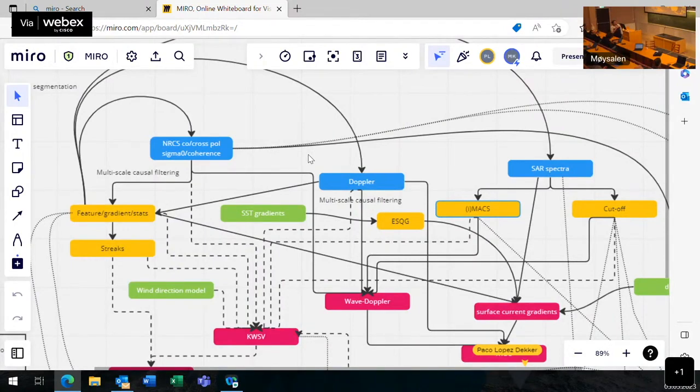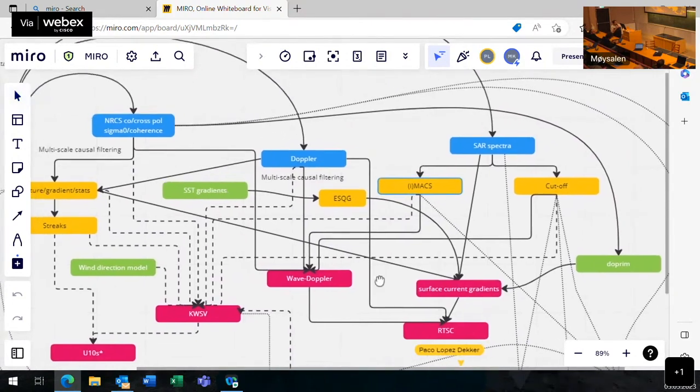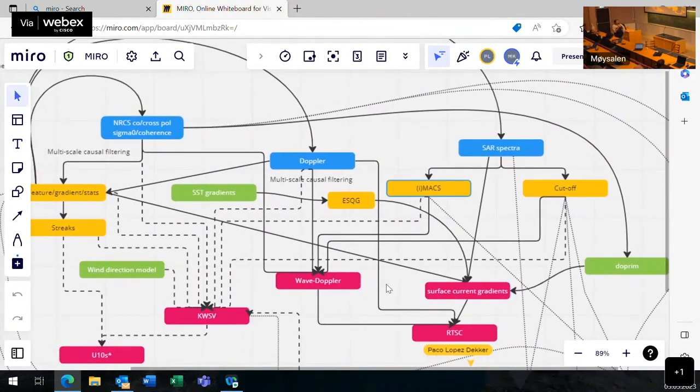And so for the Doppler estimation, we also make use of the SAR spectra in fact to decompose the Doppler into a wave contribution and a surface current contribution. We invoke both the cross section and the SAR spectra through the IMAX parameter, which is a high wavenumber imaginary part of the cross section. And for the wave retrieval, we are also taking information from both the Doppler and the cross section.